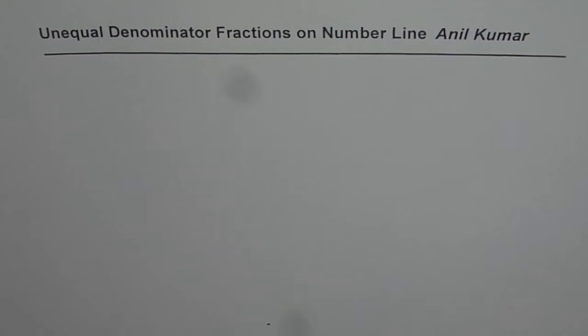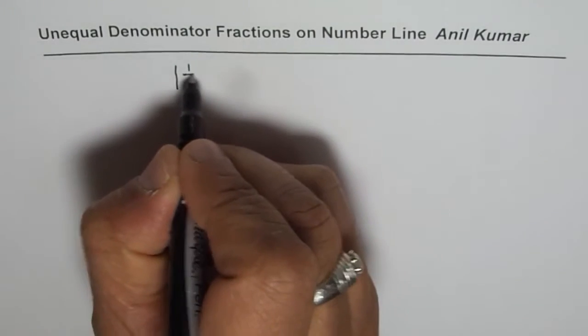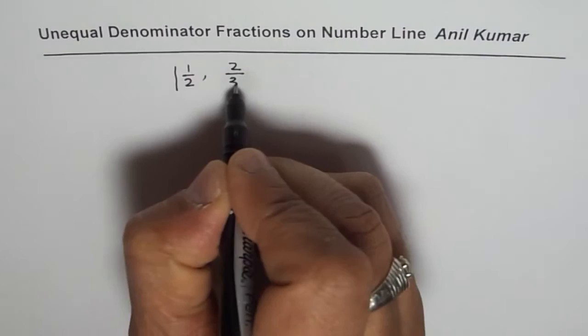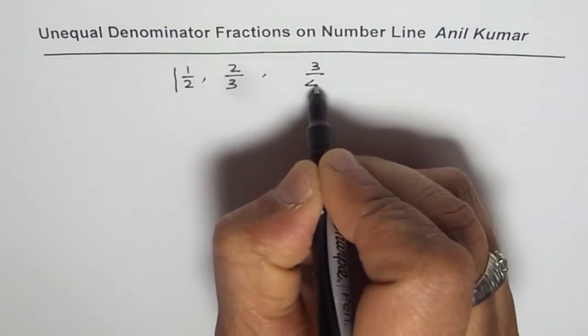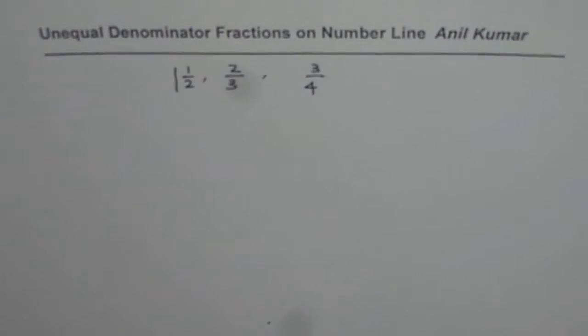I'm Anil Kumar, and in this video we'll discuss how to represent unequal denominator fractions on a number line. So I'll take a very complicated question, treat it as a test problem. The fractions are 1.5, so it is more than 1, then 2 out of 3, and 3 out of 4. Now you need to represent these three fractions on a number line. That is the question for you. How are you going to do it?